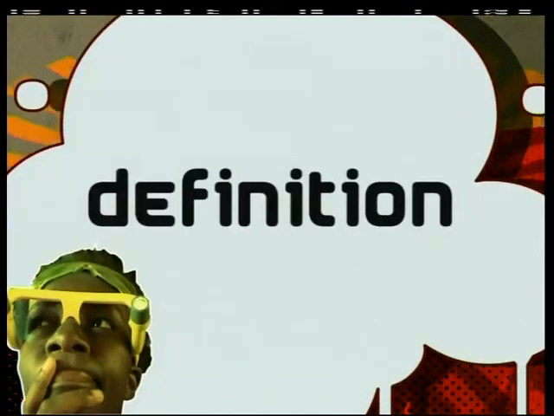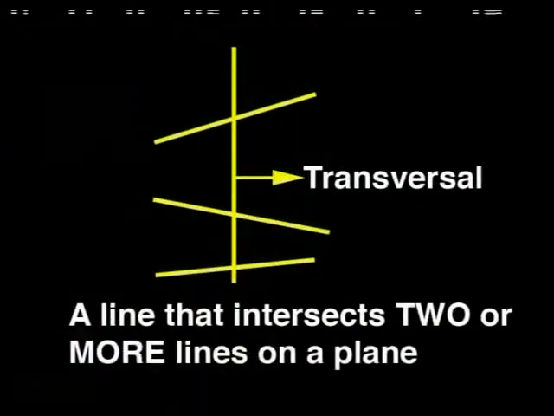In this lesson, we are going to look at how your knowledge of triangles relates to other geometrical properties. But before we begin this investigation into these properties, there are a few terms that you would need to know. The first term is a transversal. A transversal is a line that intersects two or more other lines on a plane.